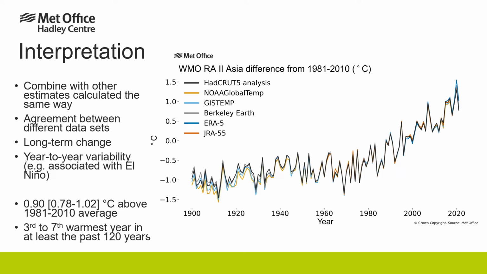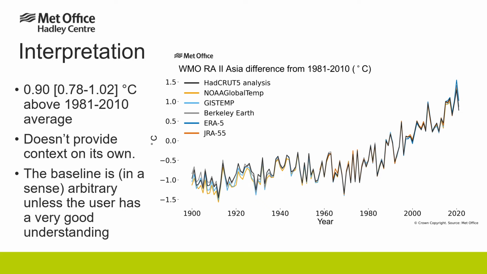But also you start to see more regional variability as well. For example, for Asia, the 2015-16 El Nino doesn't show up quite as strongly as it does in some other regions. And the anomaly for 2021 in this case was around 0.9 degrees. For the estimates I have, they range between 0.78 and 1.02 degrees above the 1981 to 2010 average. Now this places 2021 between around the 3rd and 7th warmest year in the past 120 years. So certainly very warm in the context of the long-term record, but not the warmest year by any means. And that was last year across the board for this particular region.